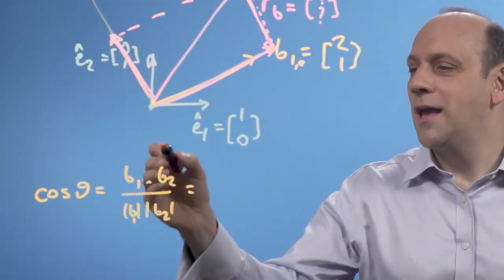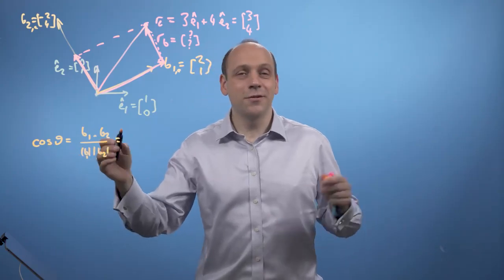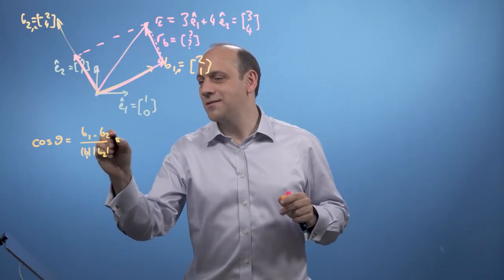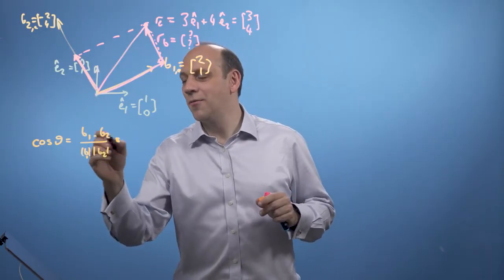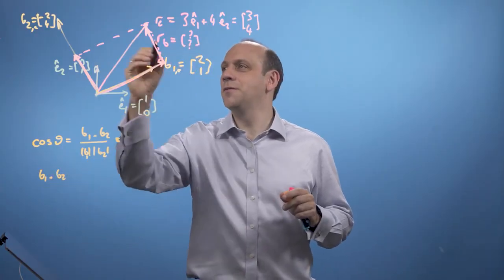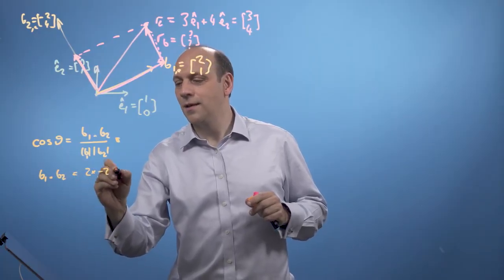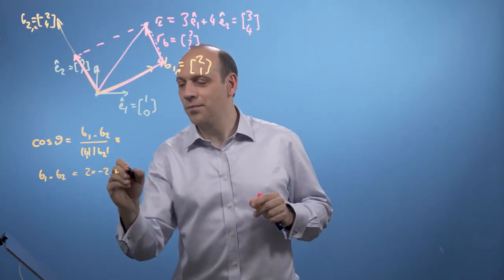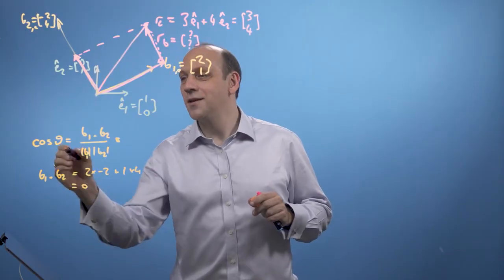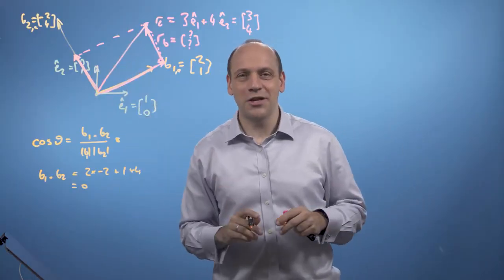So if B1 dot B2 is 0, then cos theta is 0, and cos theta is 0 if they're at 90 degrees to each other, if they're orthogonal. So I don't even need to calculate lengths, I'll just calculate the dot product. So B1 dot B2, here, I take 2 times minus 2, and I add it to 1 times 4, which is minus 4 plus 4, which is 0. So these two vectors are at 90 degrees to each other. So it's going to be safe to do the projection.